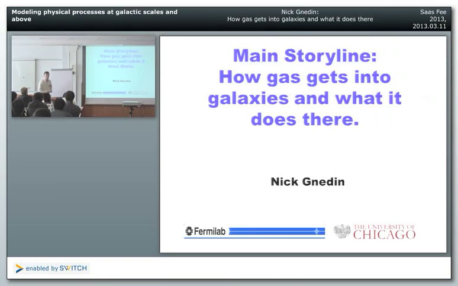The story I'm going to tell is the overview of the whole main storyline: how gas gets into galaxies and what it does there. When we get to the point where the gas gets into galaxies, there may be some overlap with what Ralph is saying. We will try to coordinate with him. We haven't done it yet.